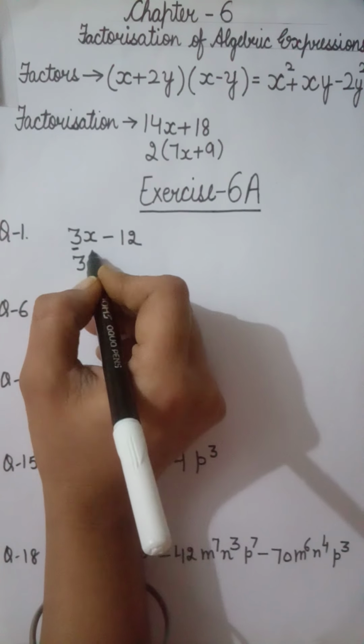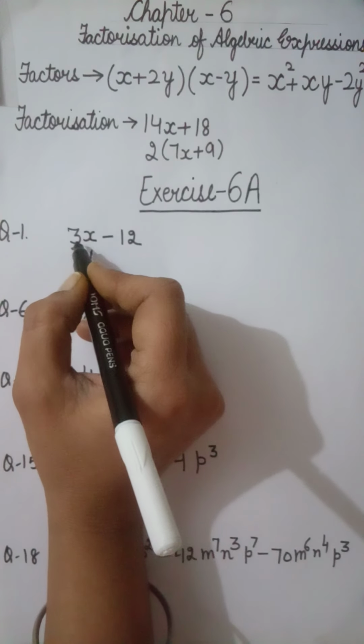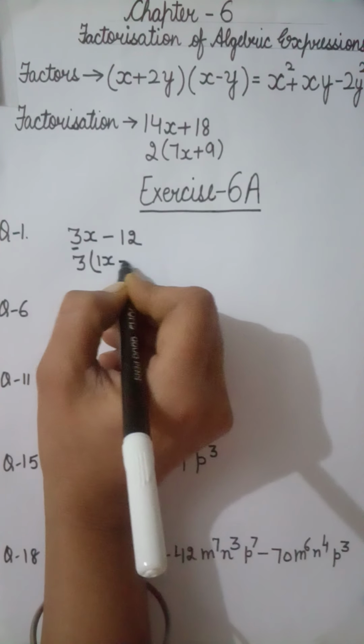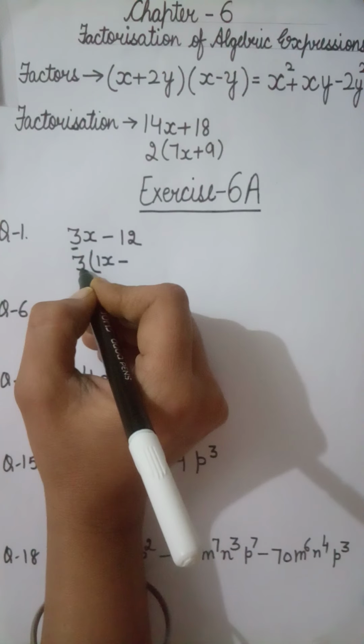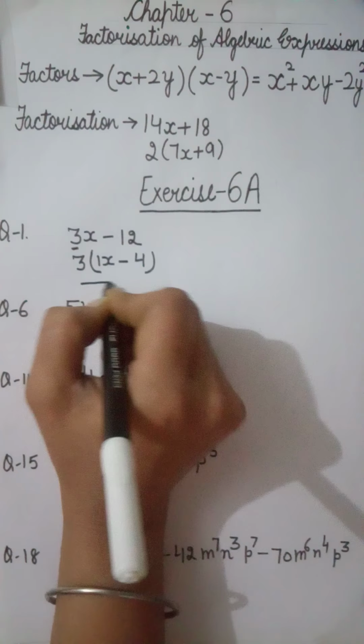So we start the bracket. Now we divide this 3 by the common 3. 3 divided by 3 we get 1. Now into x minus 12 divided by this 3 we get 4. 3 4s are 12. Now this is the answer.